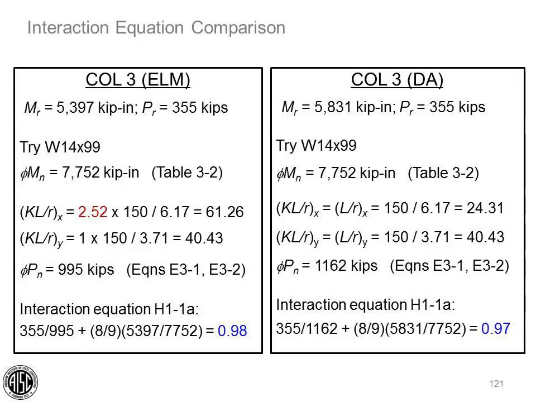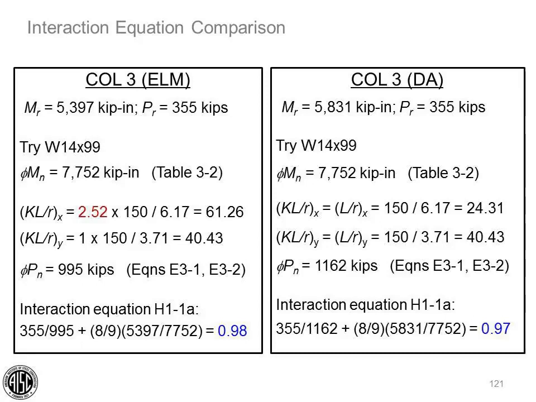Next, we calculate the column axial capacity. For the direct analysis method, K is always equal to 1. So for both directions, the column effective length is the same as the actual column length. Since K equals 1 in both directions, the minor axis of the column now controls the column capacity, and Pn is 1,162 kips. Again, this is using the full section properties. Note that this capacity is considerably higher than what we had calculated using the effective length method due to the differences in K.